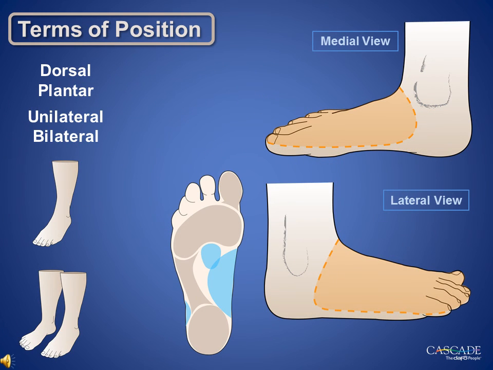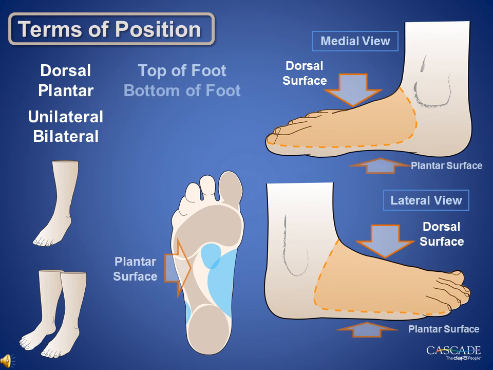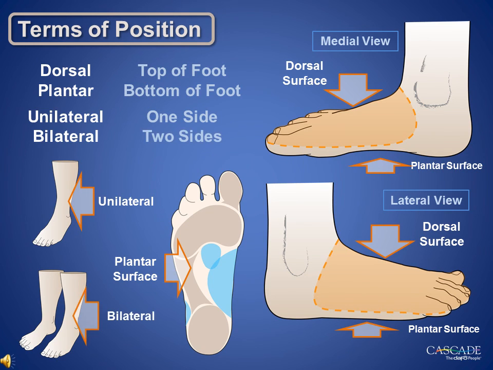Let's review these four terms. Dorsal means the top surface of the foot, or towards the top surface. Plantar means the bottom surface of the foot, or towards the bottom surface. Unilateral means relating to one side only, one-sided, or single. And bilateral means relating to both sides, two-sided, or a pair.